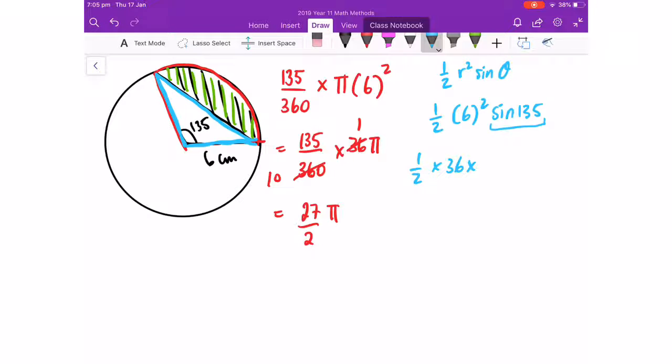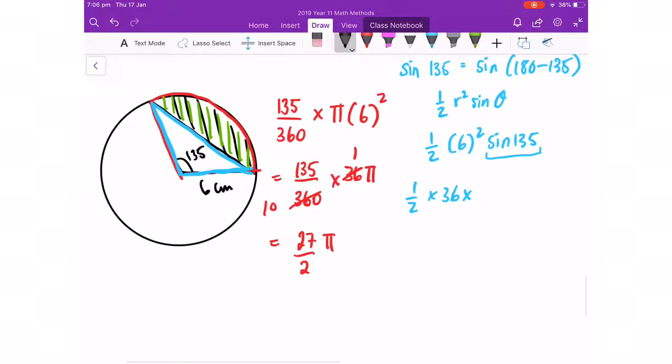But you might be like, well, I can't find sine 135. That wasn't in our table. But if you recall, we can do this thing where sine 135 is the same as sine 180 take away 135. So they're the same thing. If you put it into your calculator, they're basically the same. So I'm going to use that knowledge: what's 180 take away 135? That's sine 45. Okay, so I can do that 100%. I know that's in my table.